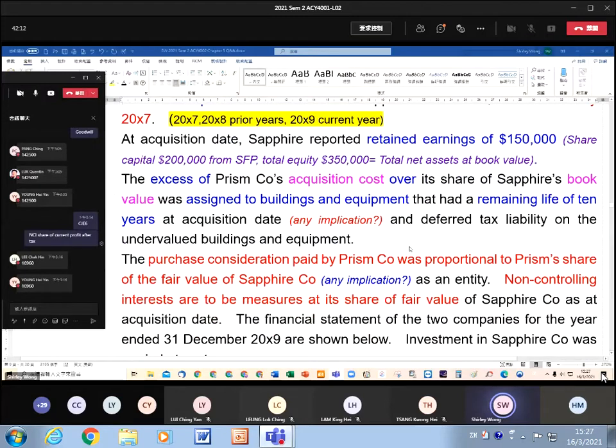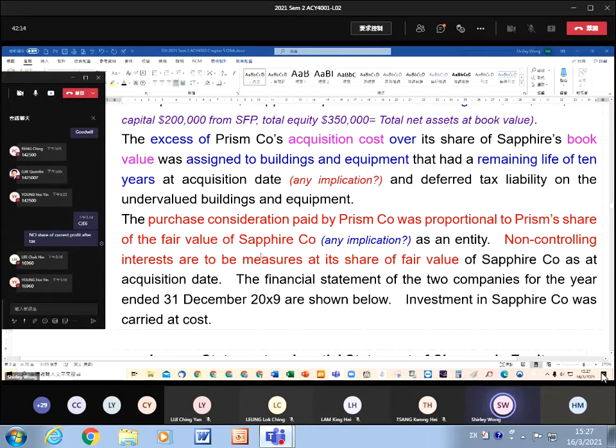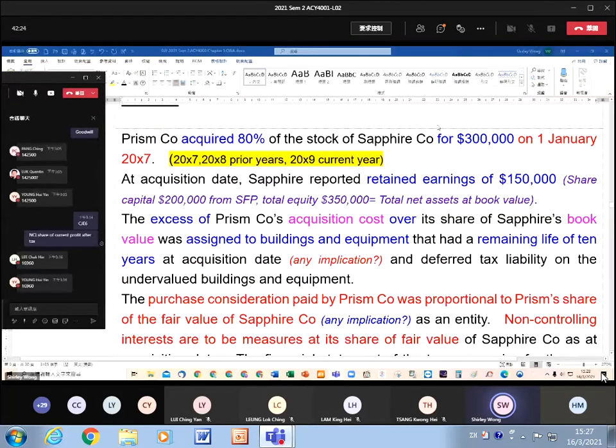Okay, finally, the last paragraph. It tells you that the purchase consideration paid by the holding company was proportionate to its share of fair value. What does it mean? That means you are paying 300,000 to buy 80%. How about the 20%? The 20% represents the fair value of the NCI. If it says that it is proportional to the share, that means there is no control premium.